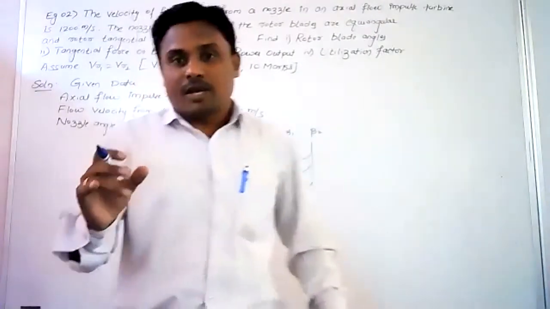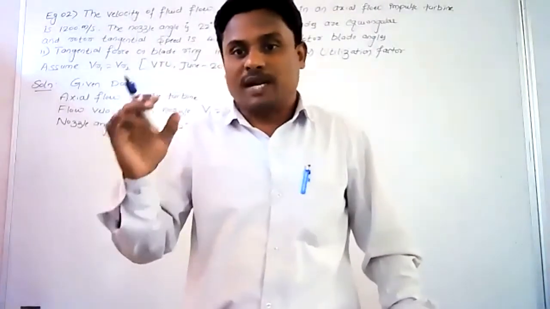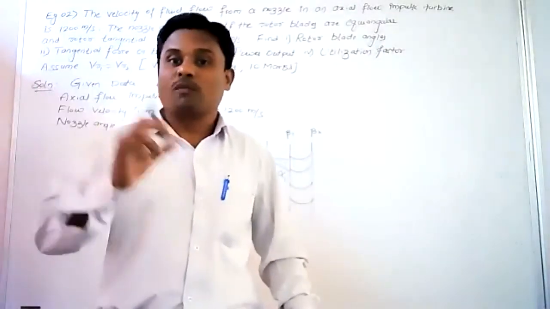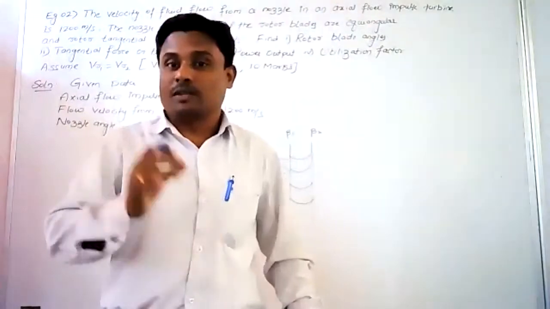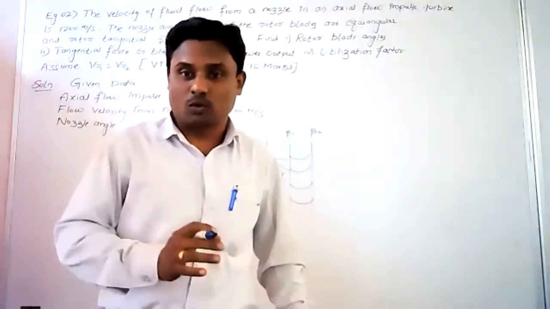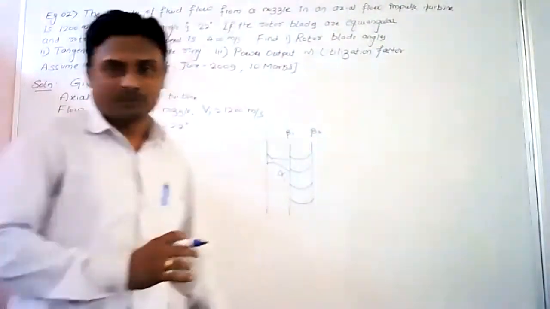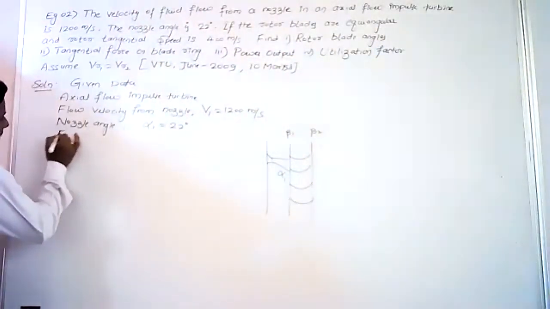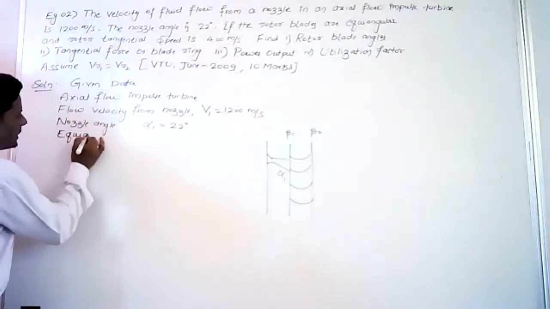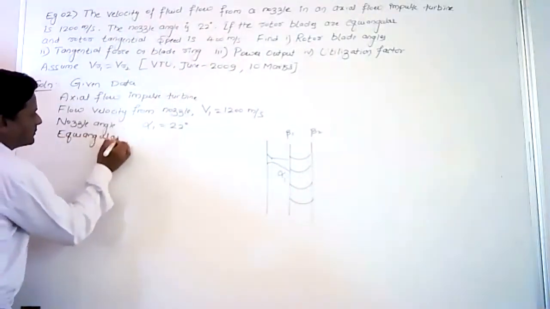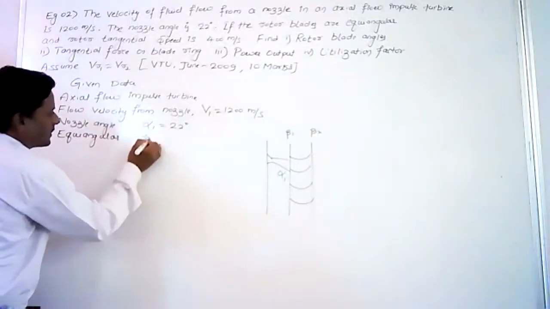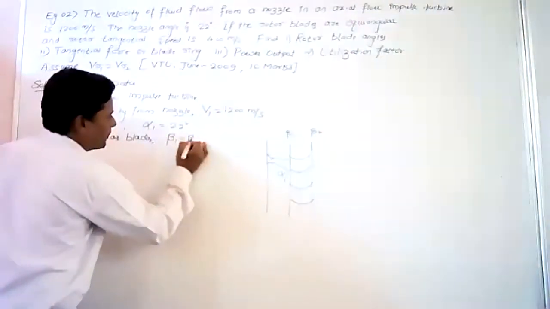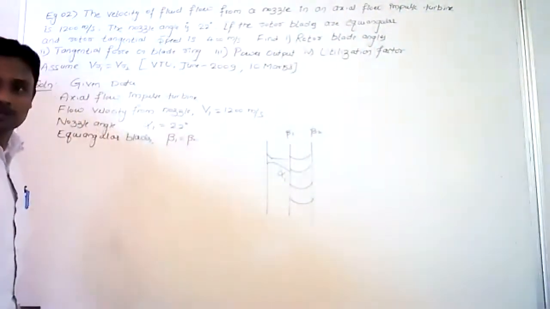Remember guys, if in the question you mention the blades are equiangular, the rotor blades or moving blades are equiangular, then we have to take beta 1 equals beta 2. Is that clear to all of you? Equiangular blades. In that case, we have to use beta 1 equals beta 2.